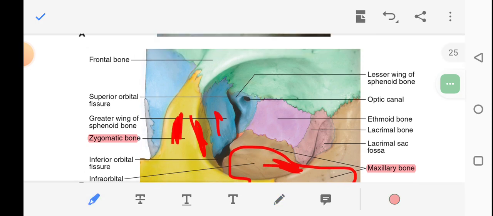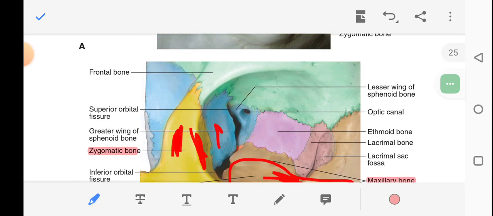The roof of the orbit is made up of the orbital plate of the frontal bone. This is the frontal bone which makes the roof, and the lesser wing of the sphenoid. This is the lesser wing of the sphenoid.